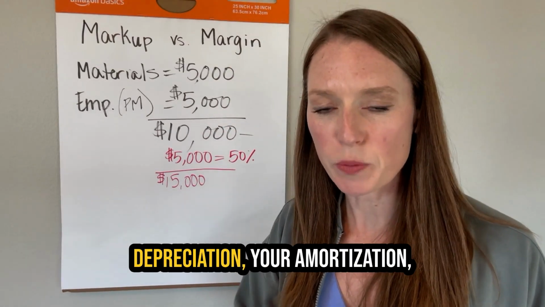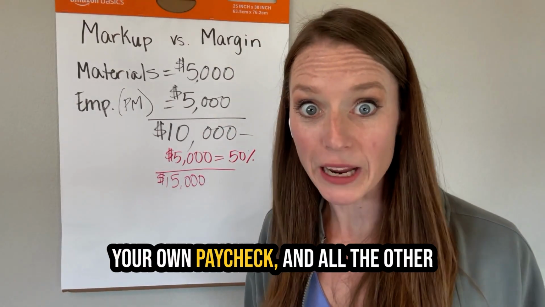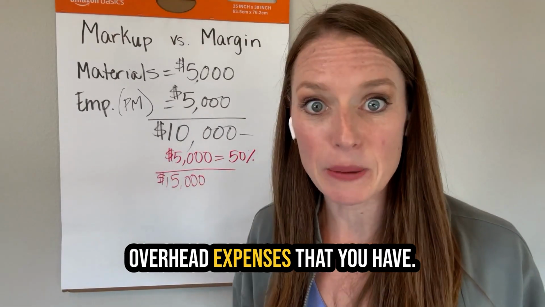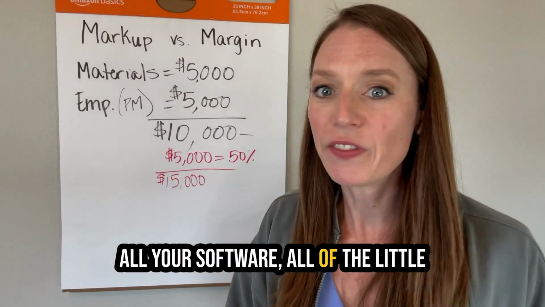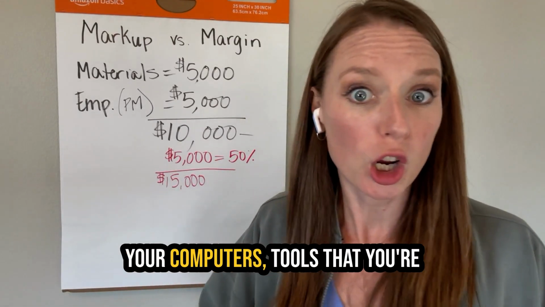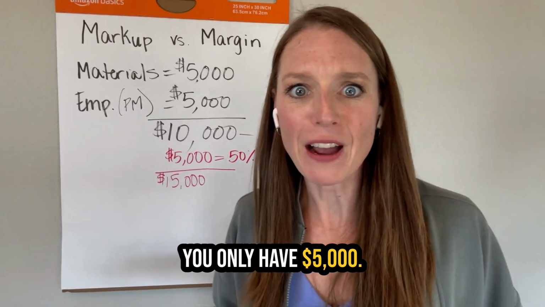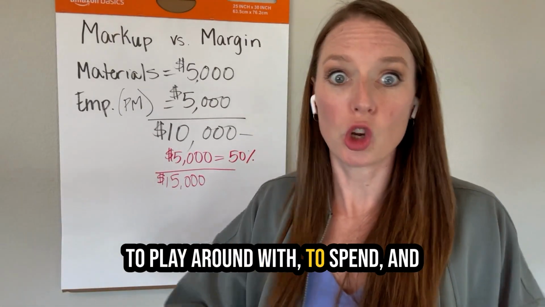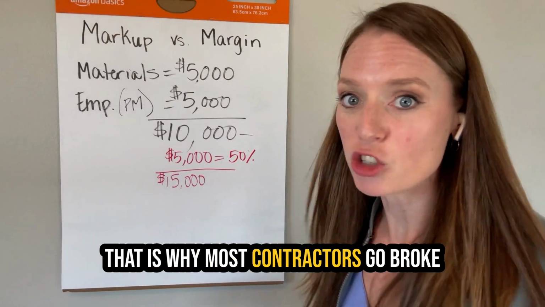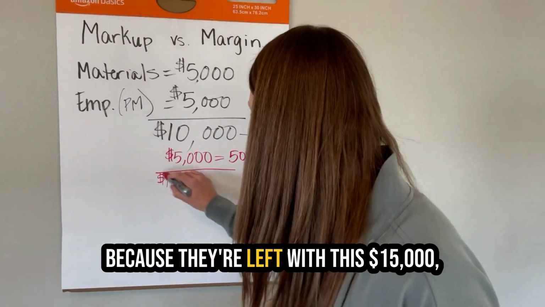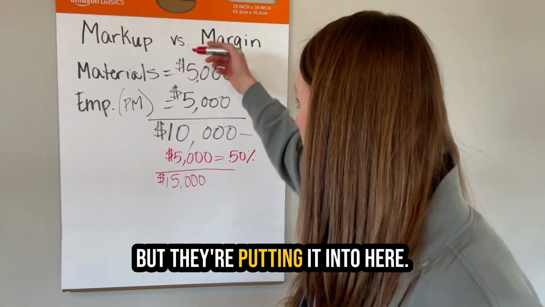Now, that $15,000 needs to cover material, needs to cover employees, needs to cover your trucks, your gas, your insurance, your taxes, your depreciation, your amortization, your own paycheck, and all the other overhead expenses that you have, all your software, all of the little things that add up, your cell phone, your computers, tools that you're going to buy. It's all coming from here. So guess what? You only have $5,000 to play around with, to spend, and that is why most contractors go broke, because they're left with this $15,000, but they're putting it into here.